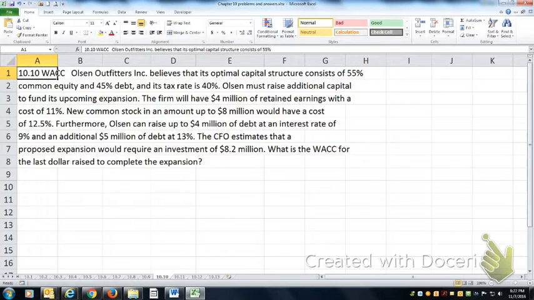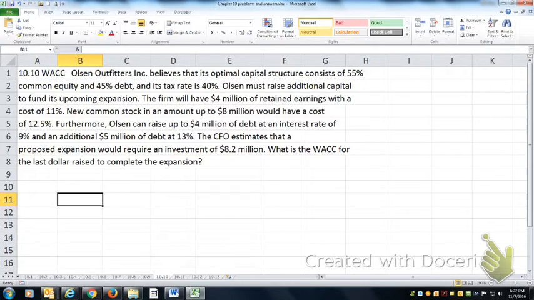This is problem 10.10 from Brigham and Houston, Fundamentals of Financial Management, Concise 9th edition. In this problem, what we have is a firm that is trying to raise enough capital to fund an expansion of $8.2 million. They have a target capital structure of 55% equity, 45% debt, and they've got to raise $8.2 million.